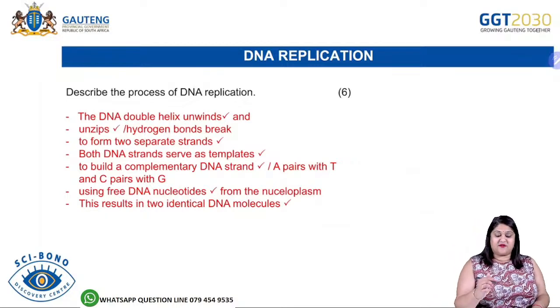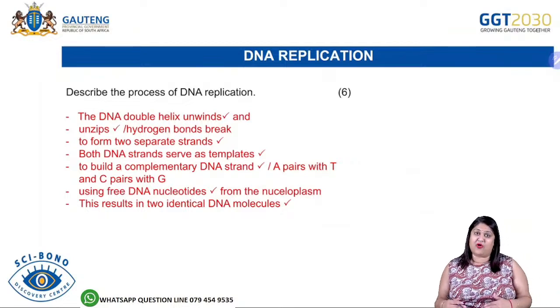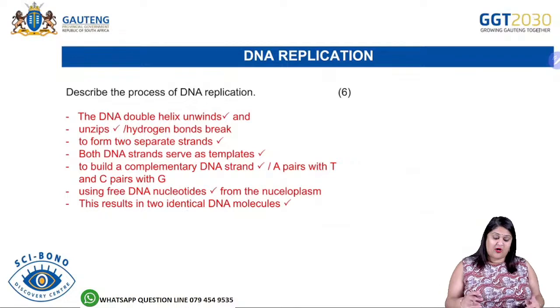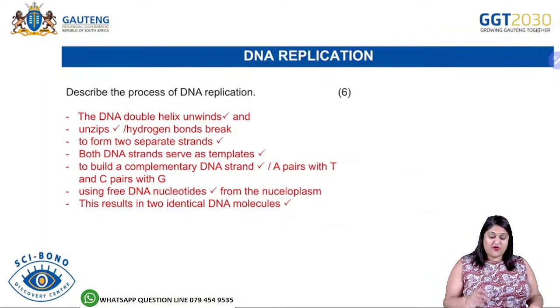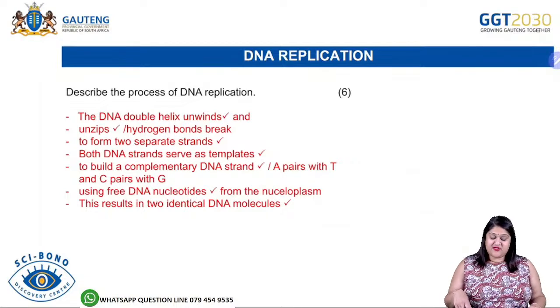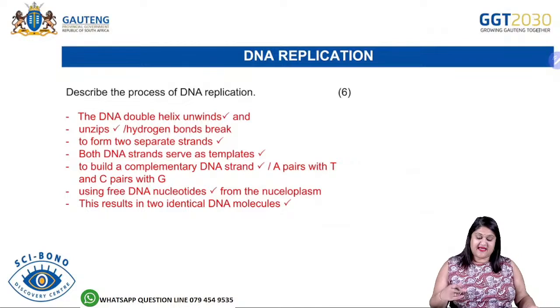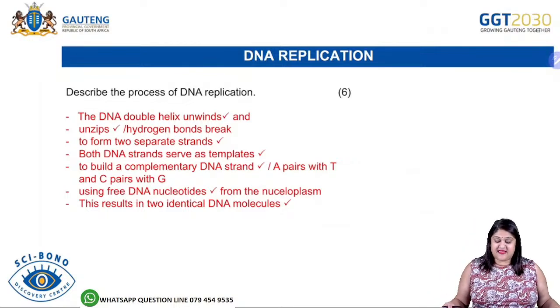Okay? So the DNA double helix unwinds and it unzips. Or you can say the hydrogen bonds break. There is 1 mark for saying unzips or the hydrogen bonds break. You don't get 2 marks for that. To form 2 separate strands. Both DNA strands serve as a template to build a complementary DNA strand, or you can say A pairs with T and C pairs with G. Using free DNA nucleotides from the nucleoplasm, this results in 2 identical DNA molecules.